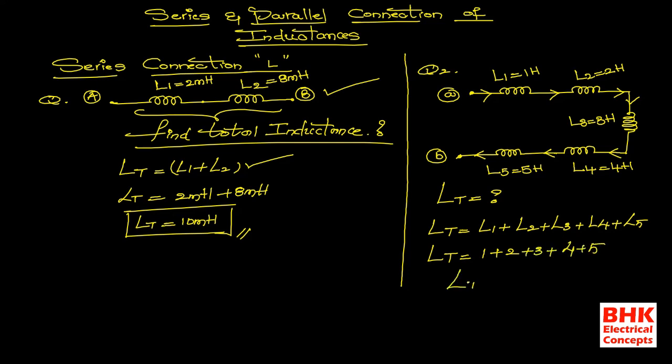Now here the total inductance is equal to 1 plus 2, 3, 3 plus 3, 6, 6 plus 4, 10, 10 plus 5, 15. It means the value of this one is 15 Henrys. Okay. So like this we need to proceed to calculate the value of total inductance when all inductances are connected in series. So this is the procedure we need to follow.